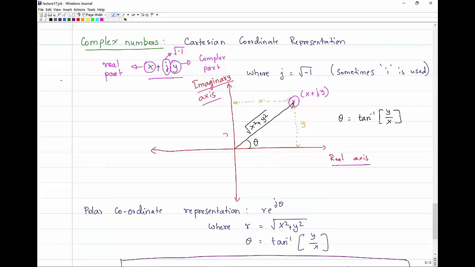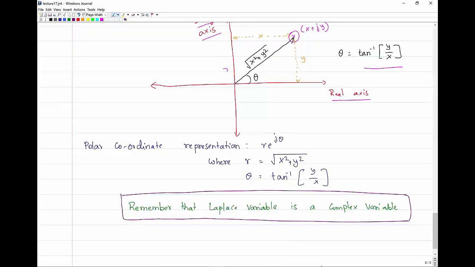and it'll make an angle of theta with the positive real axis. And that theta is given by tan inverse of y over x. The same complex number can be represented using polar coordinates, r times e power j theta, where r is the distance of the complex number from the origin, square root of x squared plus y squared, and theta is again tan inverse y over x.